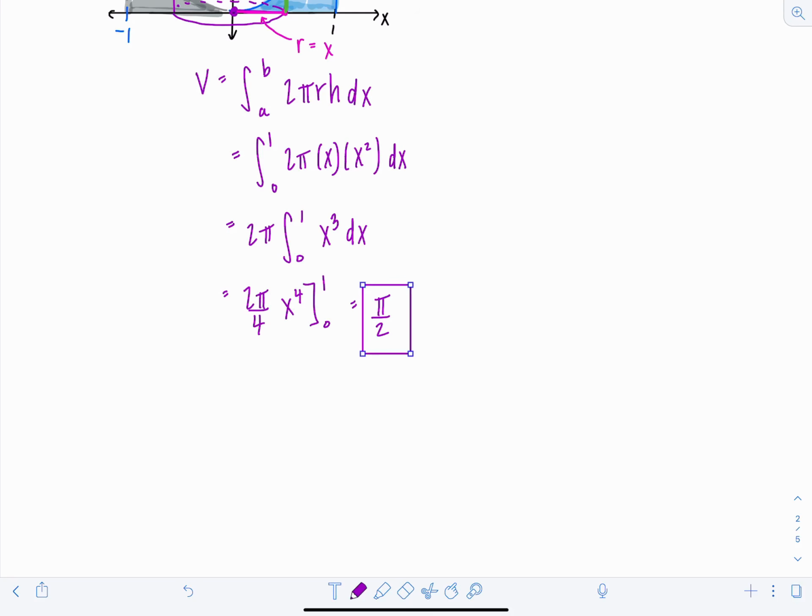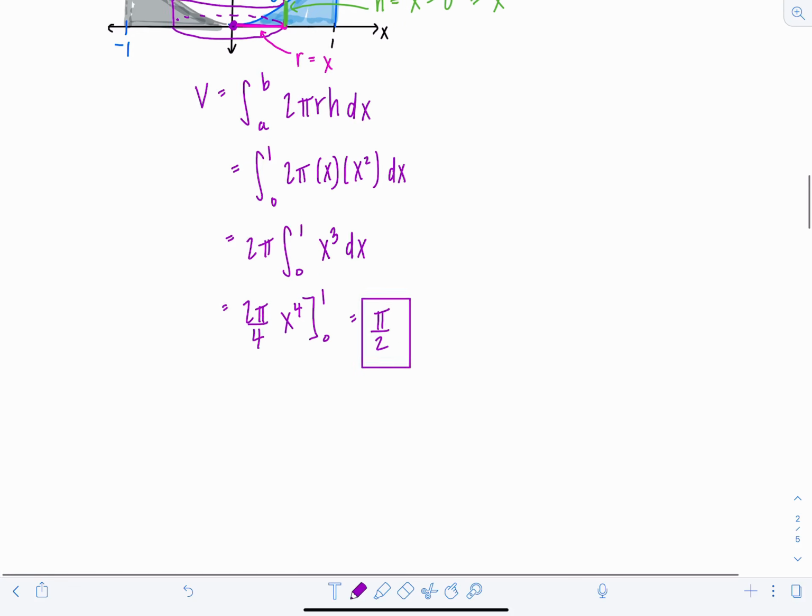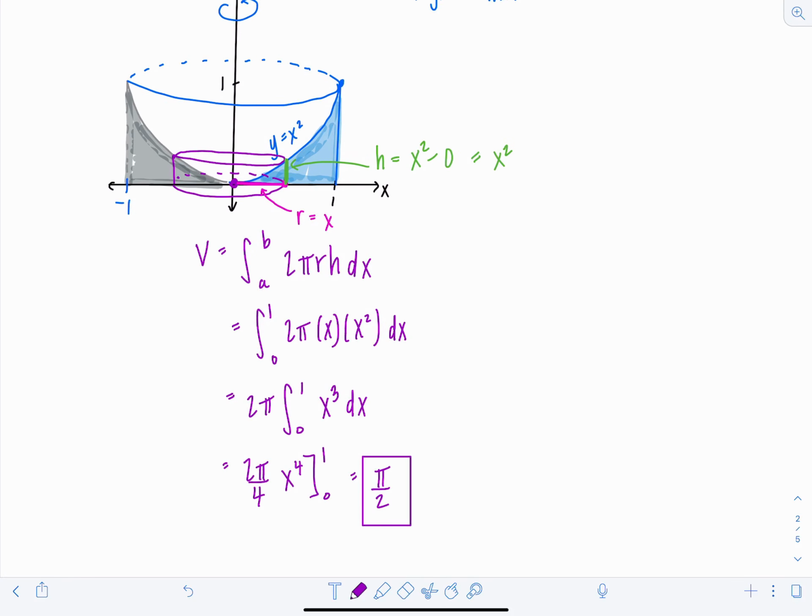Okay. Now, as a good exercise, you can try to set this up using the washer method, and you'd integrate with respect to y. So think about how you would do that. You have to kind of split up some stuff, but I think you guys would enjoy the exercise and make sure that you understand the difference between the two methods.